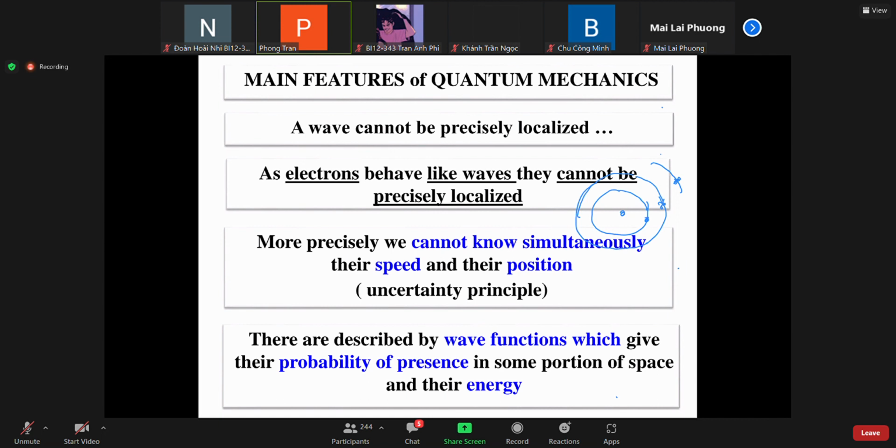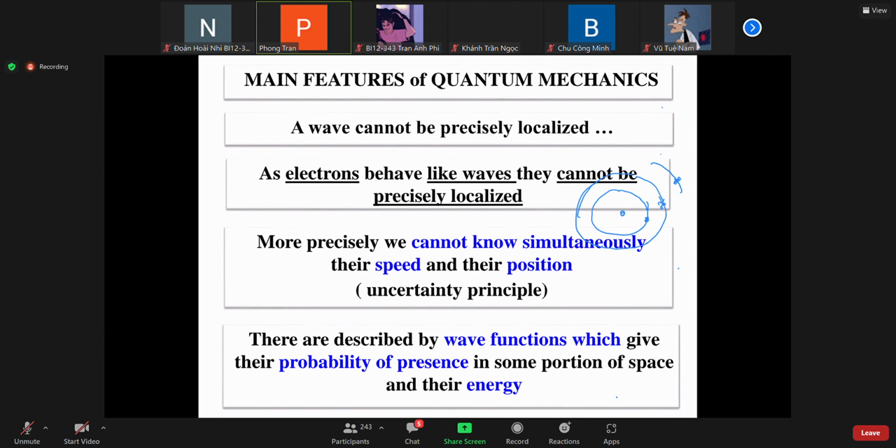More exactly, we cannot know at the same time the speed and position of the electron. It means if you know the speed of movement of the electron, you don't know the position. If you know the position, you don't know the speed. It means if you know the position, you don't know the energy, and if you know the energy, you don't know the position. Okay.